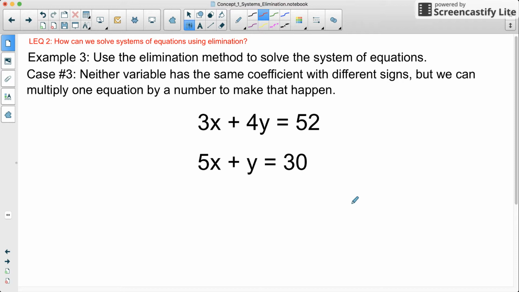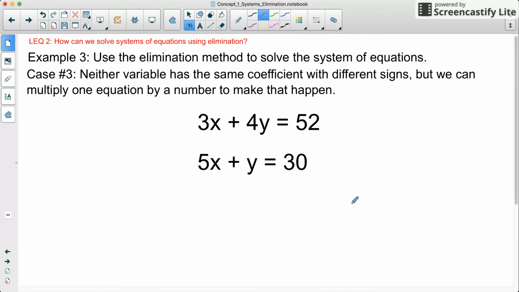In the previous video, I showed you how to solve systems of equations using elimination. In this video, we're going to see two more examples. Case number 3. Neither variable has the same coefficient with different signs, but we can multiply one equation by a number to make that happen.